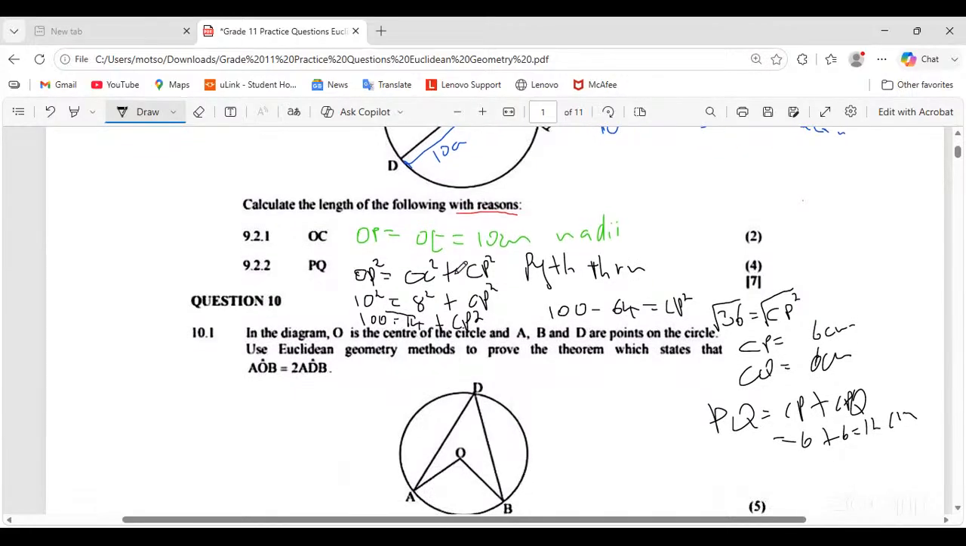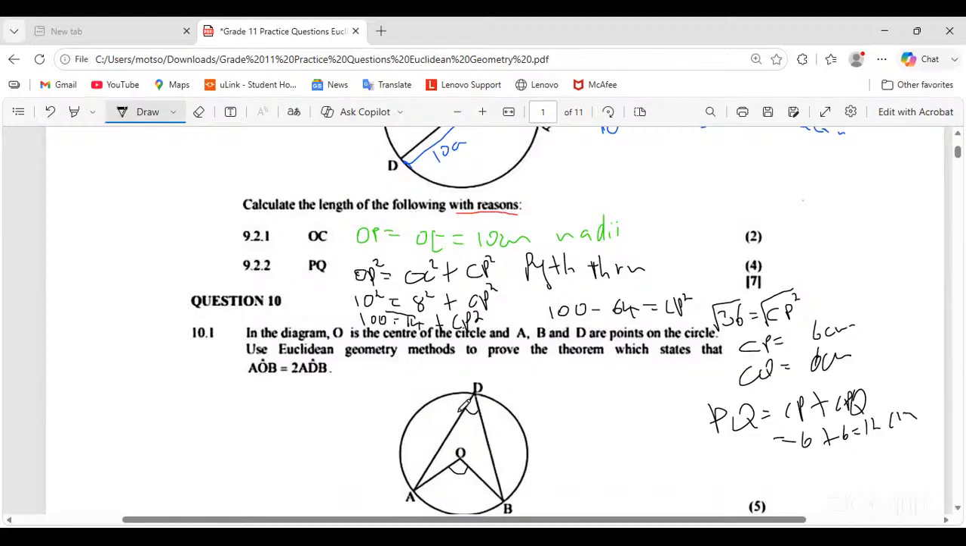Now, let us go to the next question, which is question 10. Question 10 says to us, in the diagram, O is the center of the circle. A, B, and D are points on the circle, or on the circumference, right? Use the Euclidean geometry method to prove the theorem which states that angle AOB, which is this angle, is 2 times angle ADB, that one. That is, angle at the center is 2 times angle at the circumference.